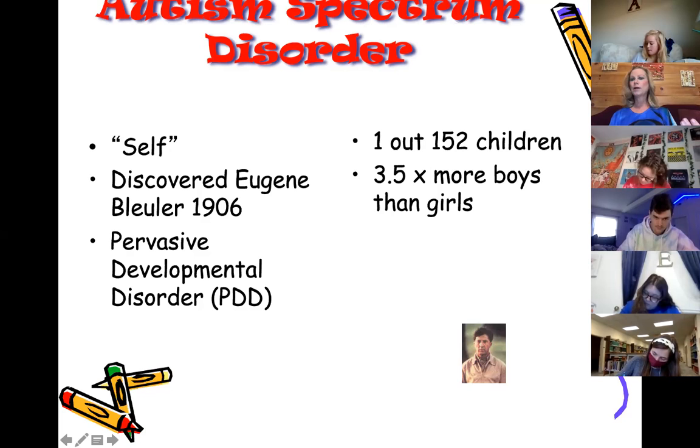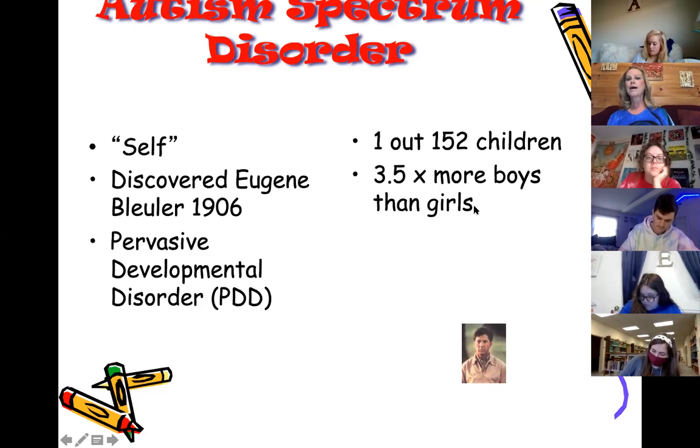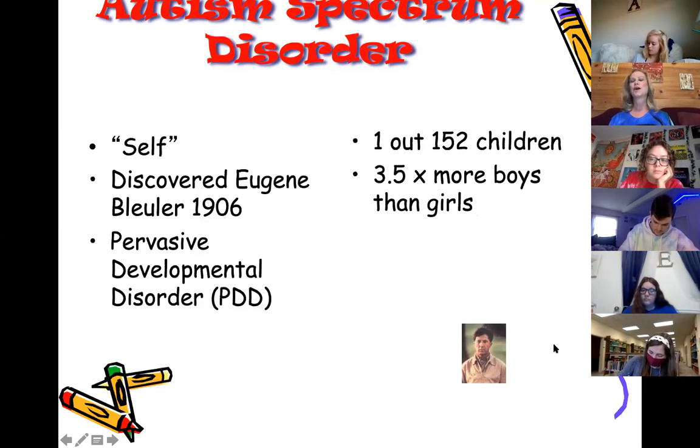About 1 out of 152 children get a diagnosis of ASD. And this is 3.5 times more common in boys than in girls. And if you all have not seen the movie Rain Man with Dustin Hoffman, also Tom Cruise, it is a fantastic movie about an adult Raymond who's Rain Man. Dustin Hoffman does a really good job of playing an older individual with autism.